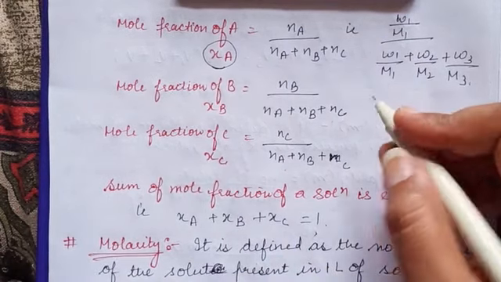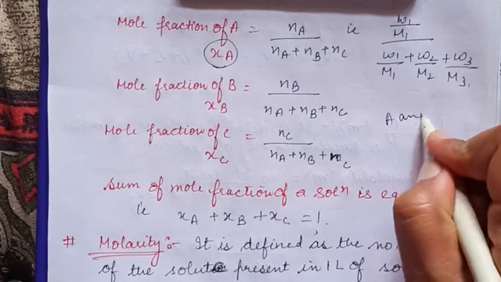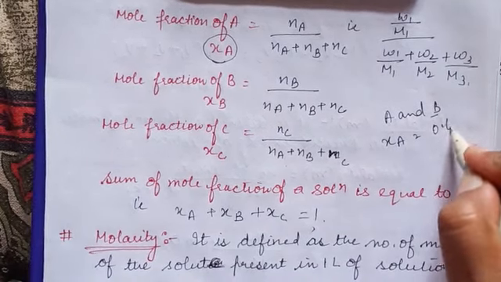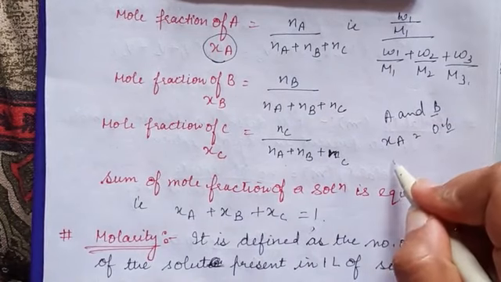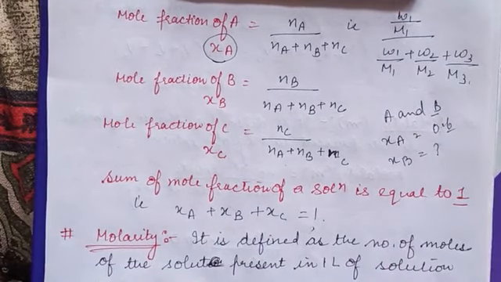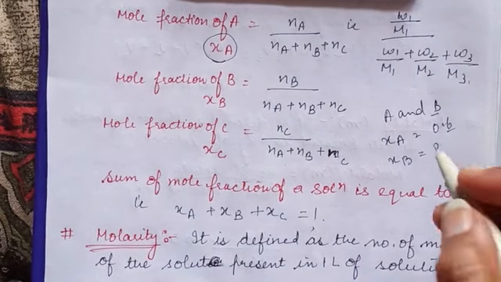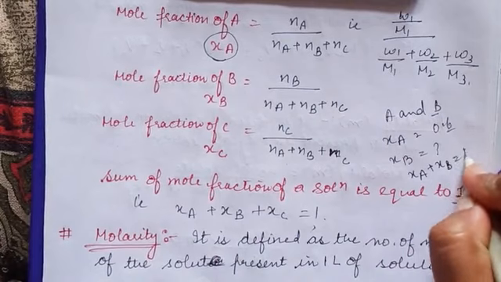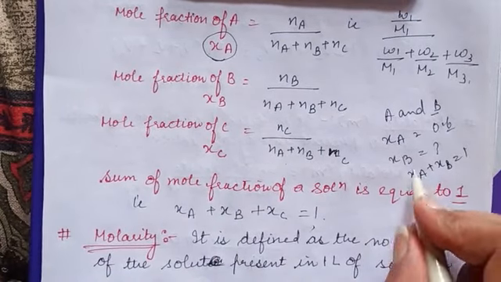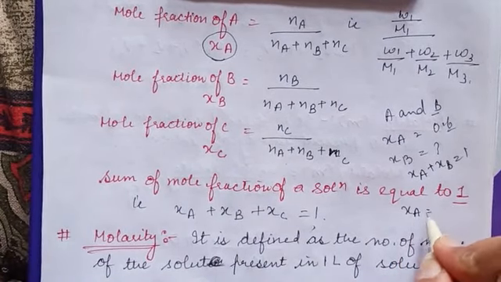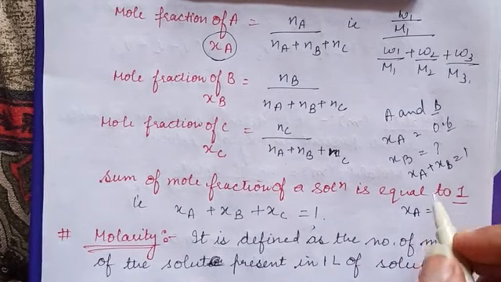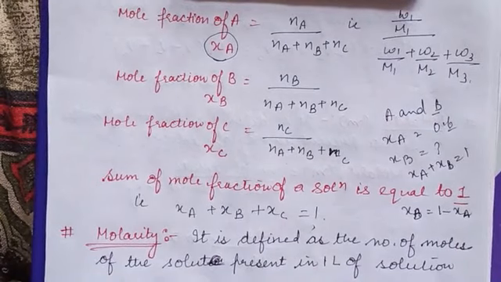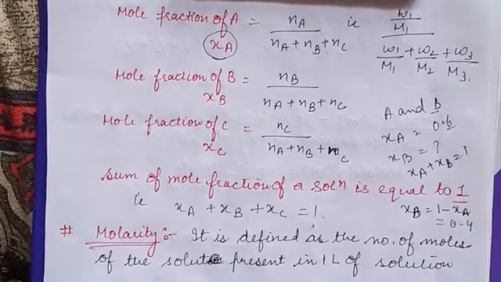Suppose there are two components A and B. If the mole fraction of one is given, suppose 0.6, and in the exam they ask you to find the mole fraction of the other component, then it's very easy. We know that the sum of mole fractions of the solution is equal to 1. So if we are given that of one, then we can easily find the mole fraction of the other: XB is equal to 1 minus XA, that comes to 0.4.